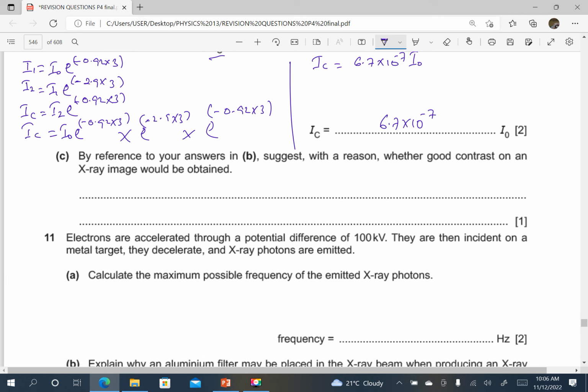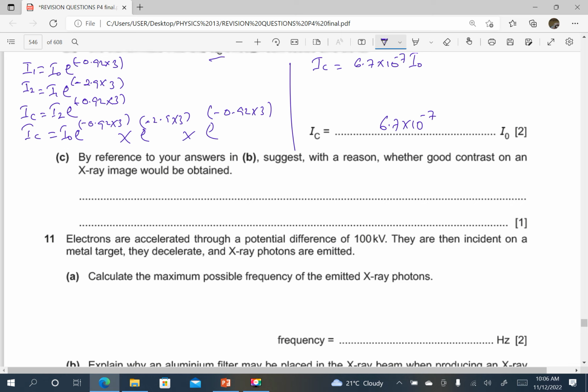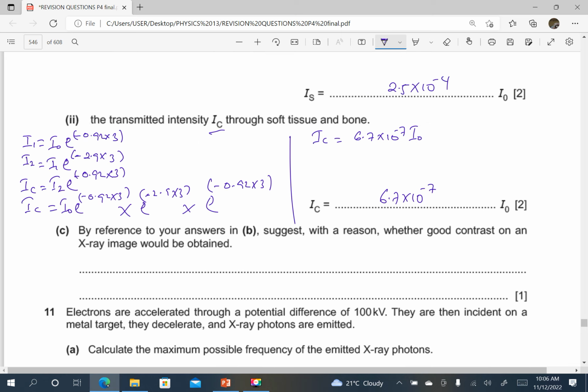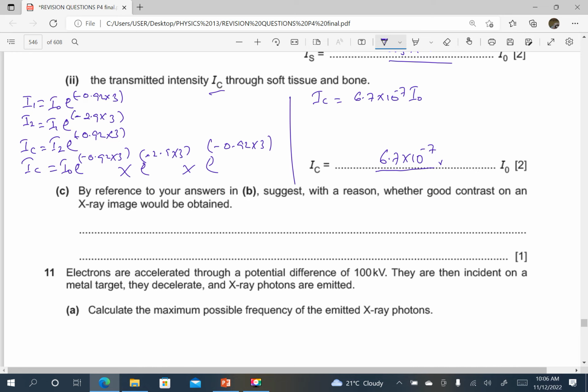By reference to your answer in B, suggest with a reason whether good contrast on an X-ray image would be obtained. So compare when it goes through bone, and compare when it goes through only soft tissue. I think this is much smaller than the other one, so we can say there is good contrast. So IS is much greater than IC, which goes through bone. So the contrast is good.